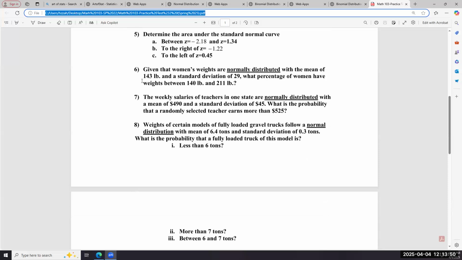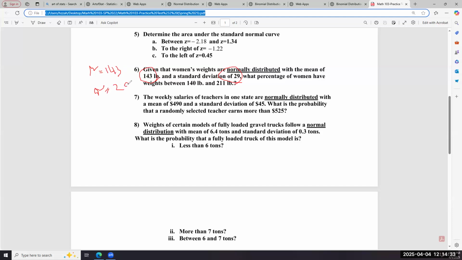Number 6 is strategy. Given that the women's weights are normally distributed, as soon as they say normally distributed, you should expect two numbers quickly: the mean and the standard deviation. You highlight them for yourself. These two would be given to you all the time, so you identify them. The mean would be denoted by mu. The mu is 143, the mean. And the standard deviation is your sigma. The sigma for the standard deviation is 29.